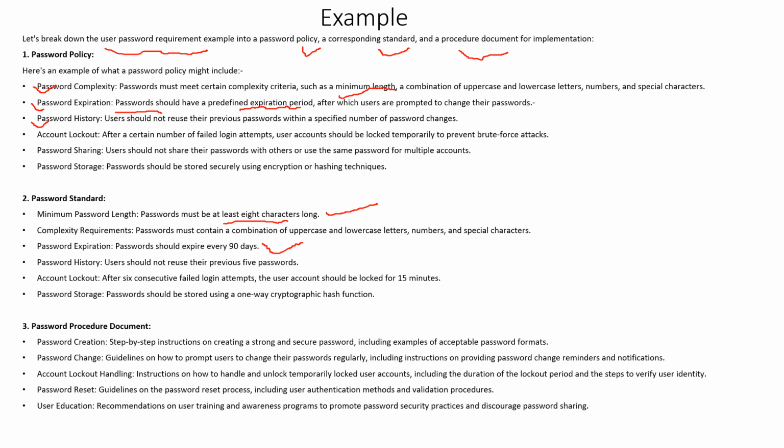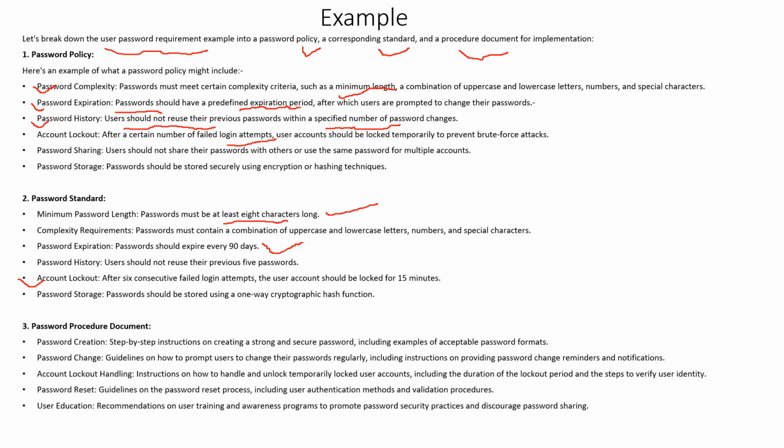Similarly, for password history and for account lockout, these are very general statements that the password policy document is making about user password requirements. It is not giving you the specified number or the failed login attempts details. Here in the standards document, you see it is giving you these details.